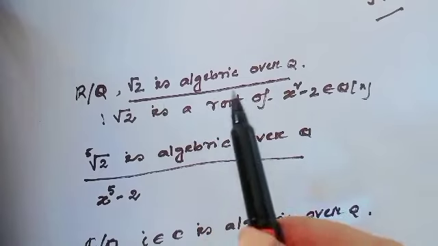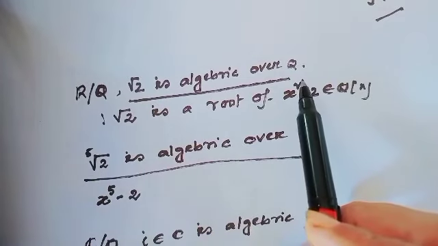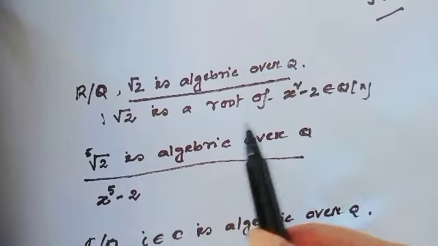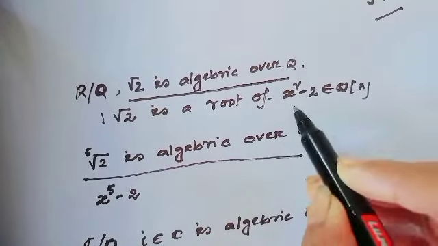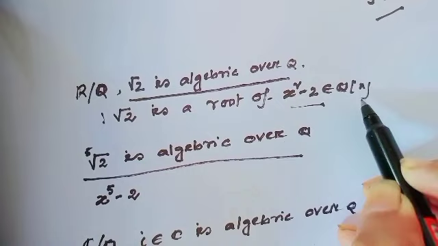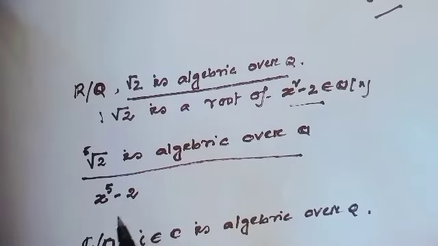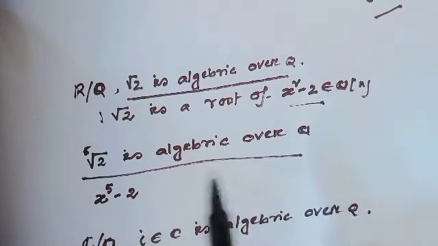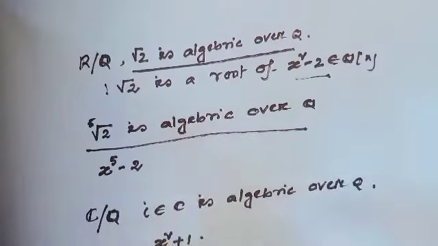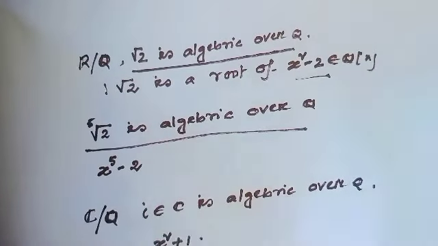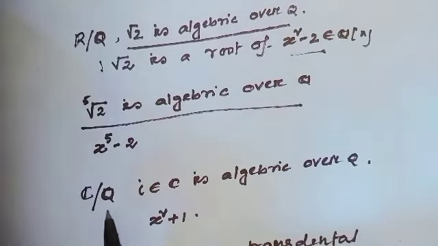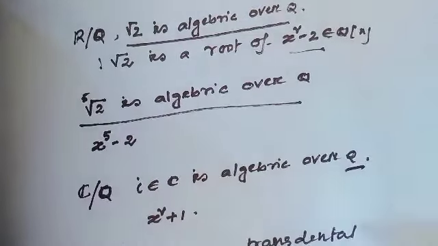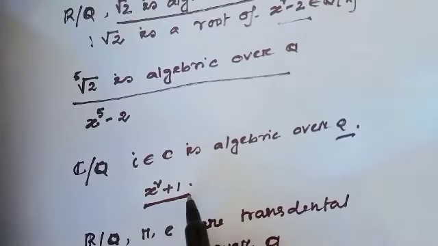Example: R over Q. Here √2 is algebraic over the rational numbers because √2 is a root of the equation x² - 2, which belongs to Q[x]. Similarly, 2^(1/5) is algebraic over the rational numbers because it is a root of the polynomial x⁵ - 2. Similarly, for C over Q, i belongs to C and is algebraic over Q because it is a root of the polynomial x² + 1.